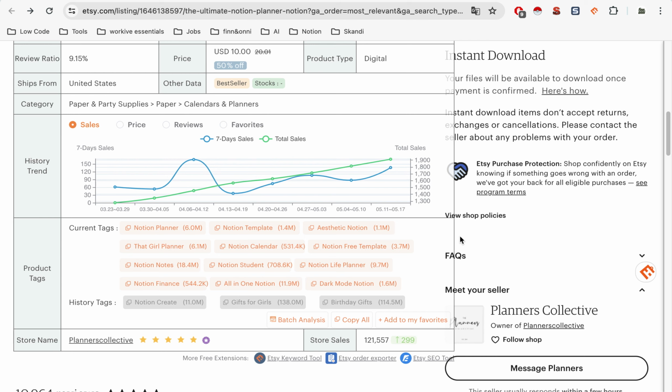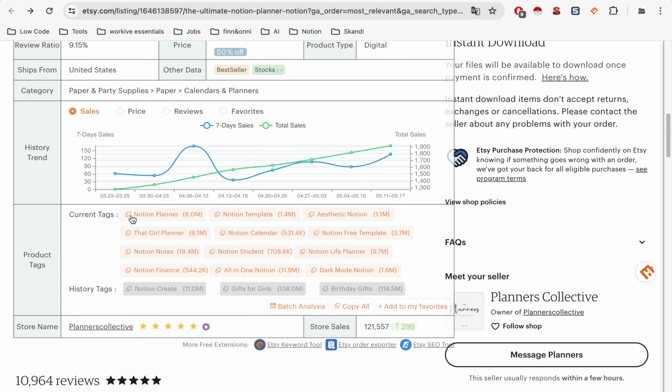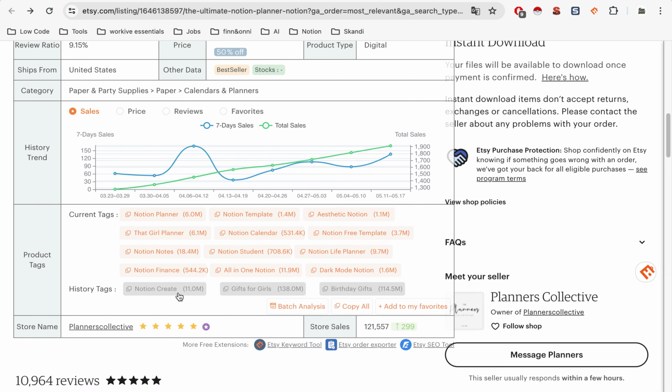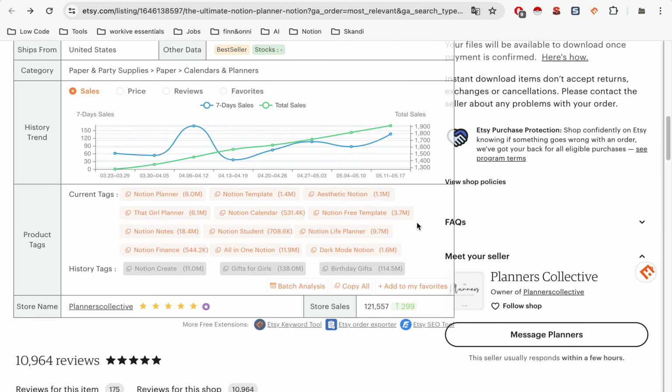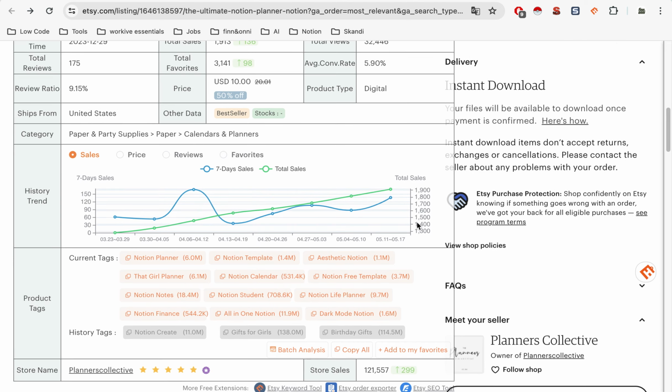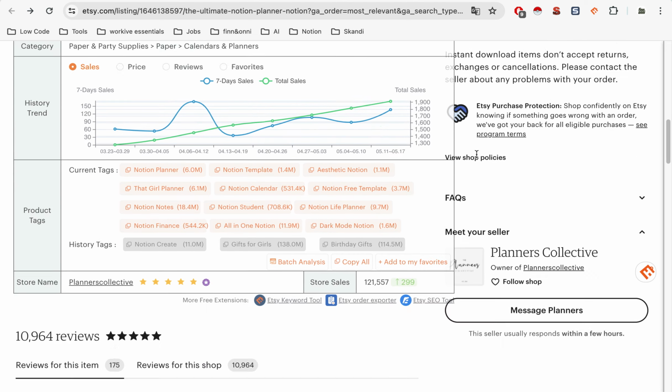We also see which tags are the current tags and also which tags this person used in the past. So you can see, for example, that it used Notion Create and now it's primarily Notion Planner, and we can also see that Notion is mentioned in each of those tags. So quite interesting to get those insights and also to get a feeling for what people are searching for.